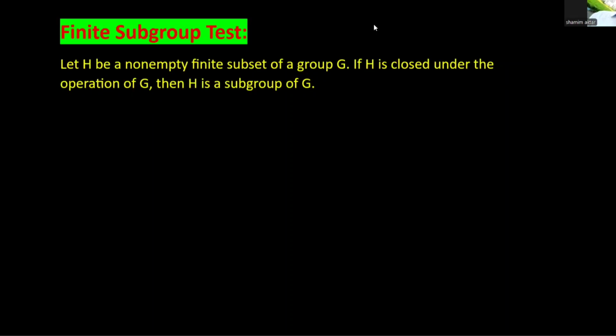Today we will prove the finite subgroup test step by step. The statement of the finite subgroup test is: say that H is a non-empty finite subset of any group G. If H is closed under the operation of G, then H forms a group of G, a subgroup of G. So now the proof.